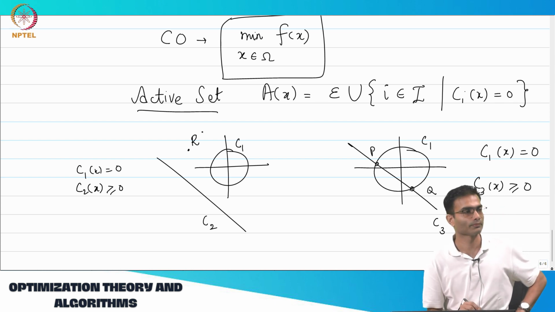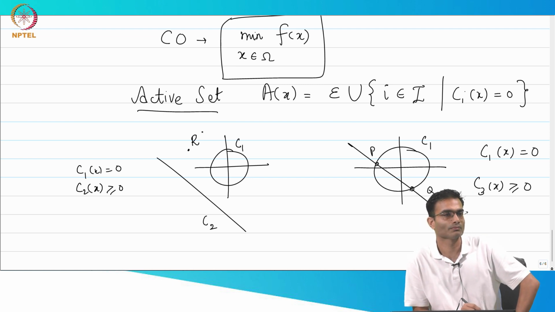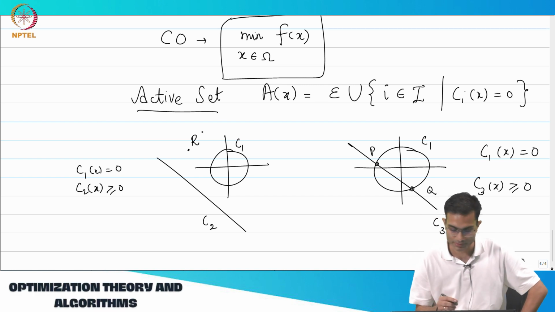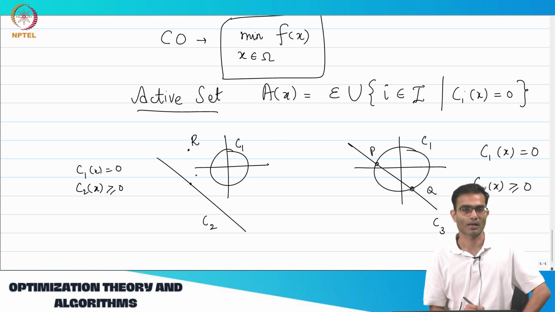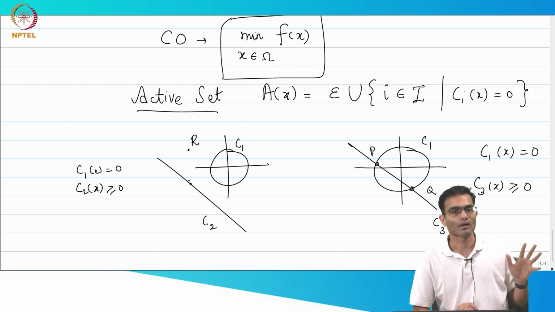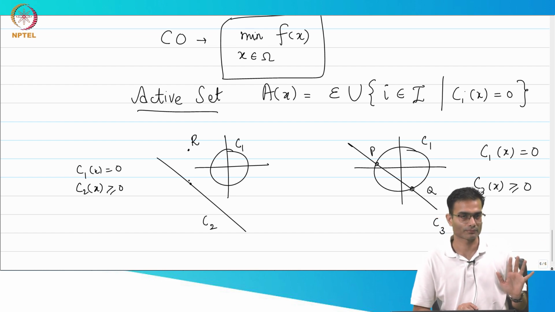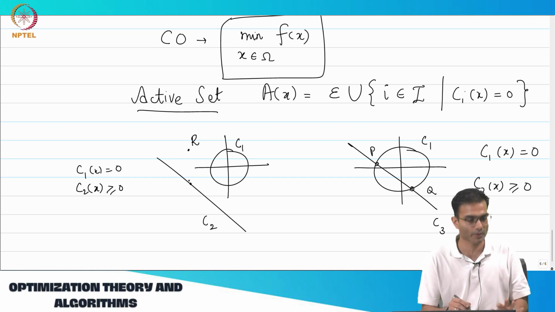So if I were standing at a point R over here, is R even a point in the feasible set? It's not a point in the feasible set. So I shouldn't even be asking the question. Supposing I were standing over here, at this point all I can say is that the inequality is active, because C2x equal to 0 holds true at this point. So the inequality is active over here.